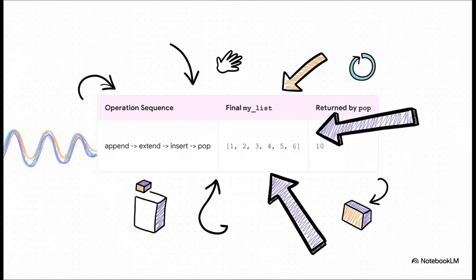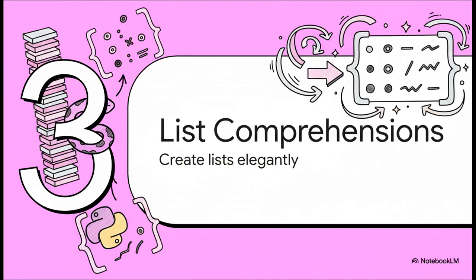Let's trace this through step by step. We start with [1, 2, 3]. Calling .append(4) makes it [1, 2, 3, 4]. Then .extend([5, 6]) turns it into [1, 2, 3, 4, 5, 6]. Next, .insert(1, 10) pushes everything over, giving us [1, 10, 2, 3, 4, 5, 6]. And finally, .pop(1) removes the element at index 1, which is now 10. That leaves our list as [1, 2, 3, 4, 5, 6], and the pop operation gave us back that value, 10, which we caught in our variable.